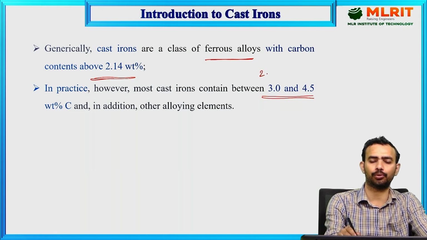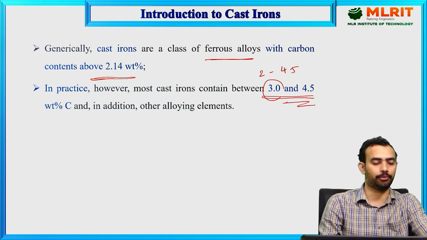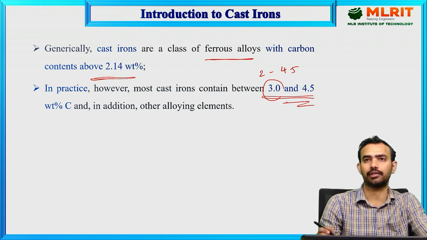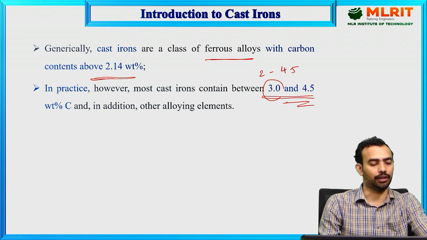It could be 2 to 4.5, or in some cases, the majority ranges from 3 to 4.5 weight percentage of carbon. And in addition to that, we will have other alloying elements. Certain other alloying elements also will be present, which we will discuss in a couple of minutes.